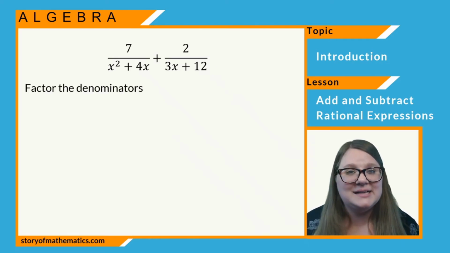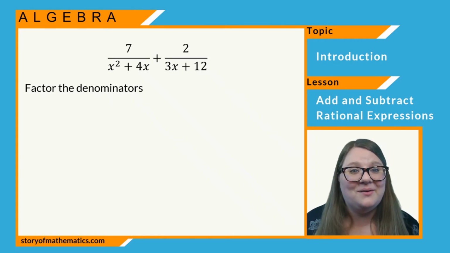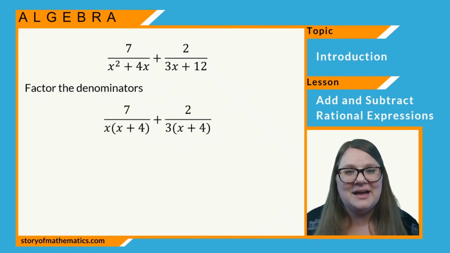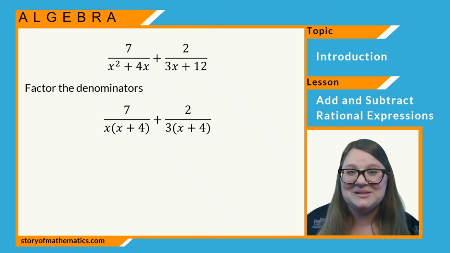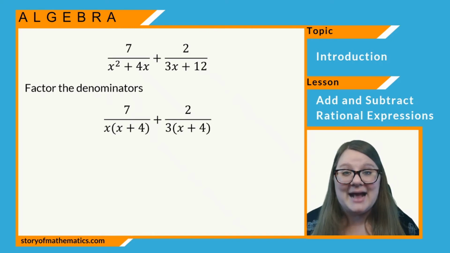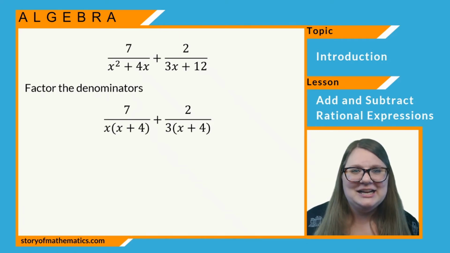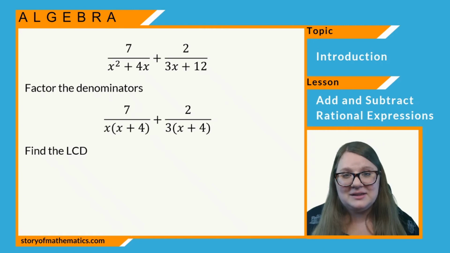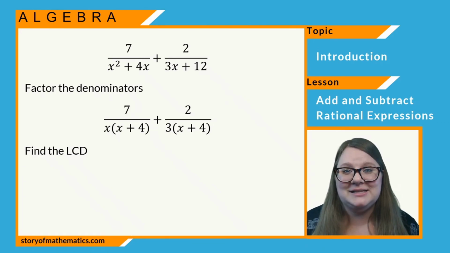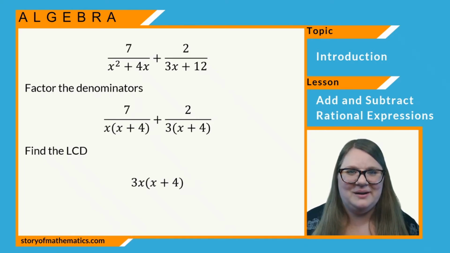Looking at our first fraction, x squared plus 4x, we can pull out an x. Looking at our second fraction, 3x plus 12, we can pull out a 3. So what we'll have here is 7 over x times x plus 4 plus 2 over 3 times x plus 4. Now you can see that they both have an x plus 4. But the first one also has an x and the second one also has a 3. So when we're looking for our least common denominator, we're going to list out everything that happens in our fractions at least once. So our LCD is 3x times x plus 4.